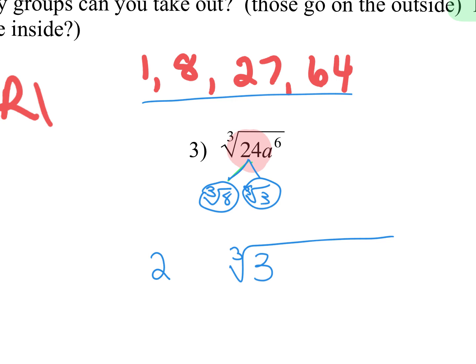And then I do the exact same thing, except this time I've got a 3. How many groups of 3 go into 6? 3 goes into 6 2 times, so we would have a squared, and it goes in evenly twice, which means there'd be no a's left under.